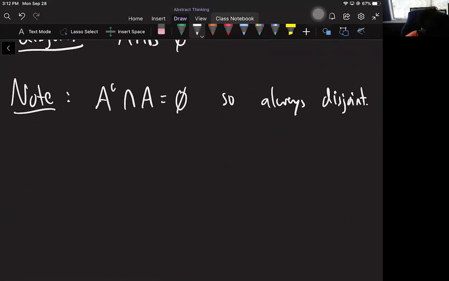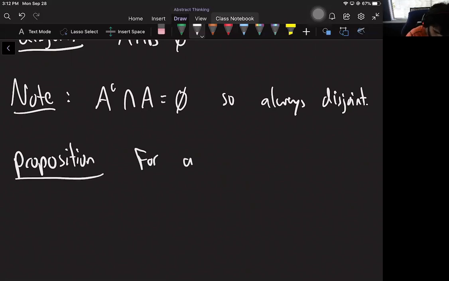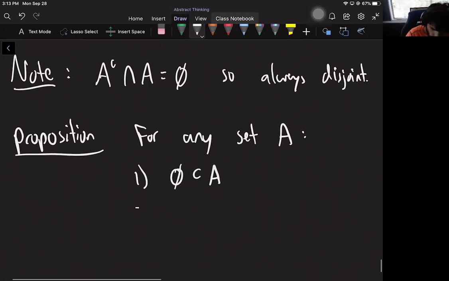And then there's lots of properties of the empty set, but now I'm getting a bit tired, so I'm just going to do one. So here's the last proposition of the day. For any set A, here's two properties. One, the empty set is always a subset of every single set that you can think of. And two, everything is a subset of itself.